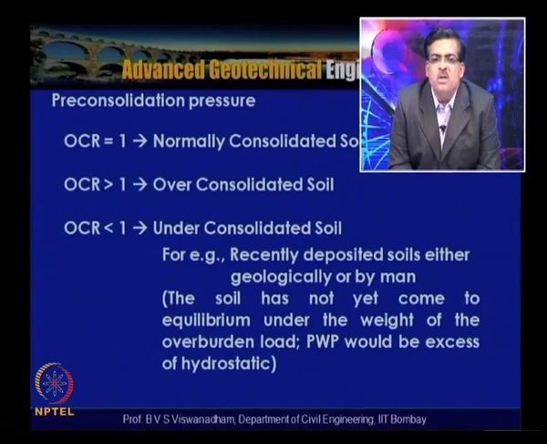So these under consolidated deposits are very recently deposited soils, either geologically or by man made activities. In that case OCR less than 1 is called under consolidated, but predominantly OCR equal to 1 is called normally consolidated soil. Up to OCR equal to 2, they are treated as lightly over consolidated soils, and the OCR value can also go up to 5, 9 and greater than 9, where they are heavily over consolidated soils.